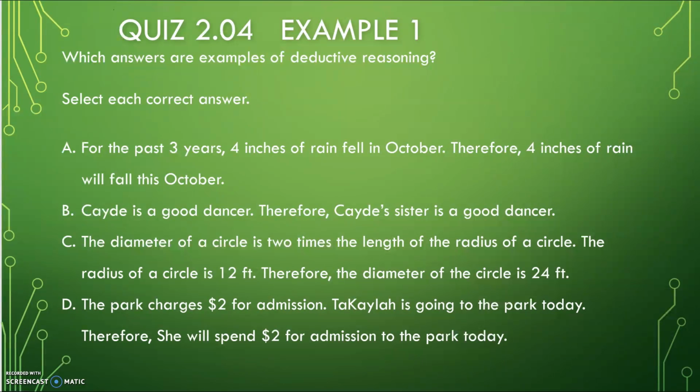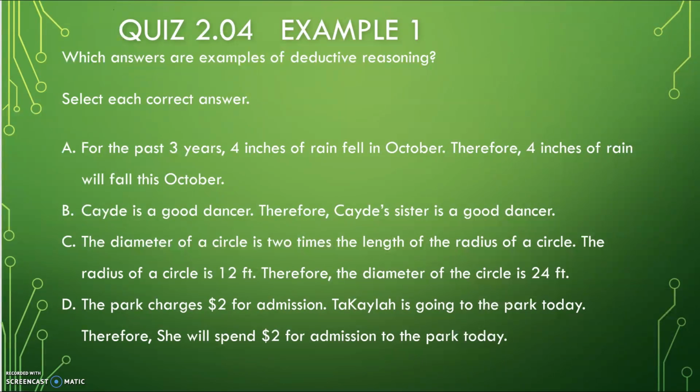Alright, so for the past 3 years, 4 inches of rain fell in October. Therefore, 4 inches of rain will fall this October. That's an observation, not deductive reasoning. Cade is a good dancer. Therefore, Cade's sister is a good dancer. Also, based on observation and opinion, not deductive reasoning. Deductive reasoning is based on facts.